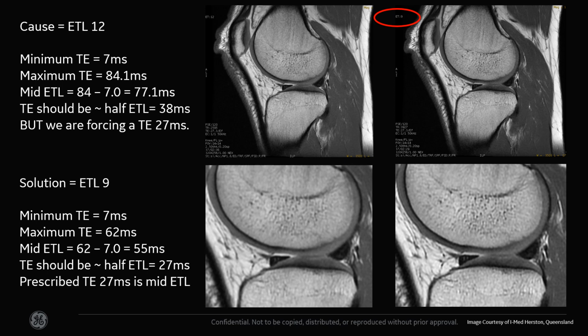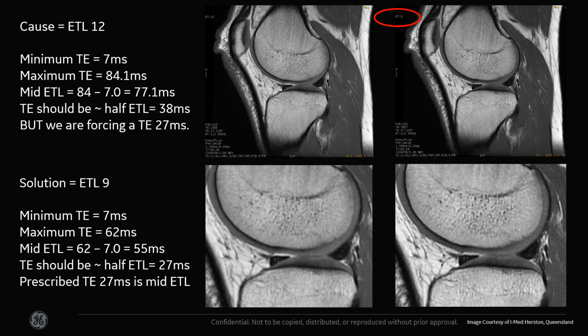So how do we correct this? Let's adjust our ETL. If we look at the second sequence, we can see that we had a minimum TE of 7 milliseconds, a maximum TE of 62 milliseconds. So the mid ETL point is going to be 62 minus 7, which is 55 milliseconds. The TE should be set to half of your ETL, which is 27. The prescribed 27 milliseconds is in the mid ETL.